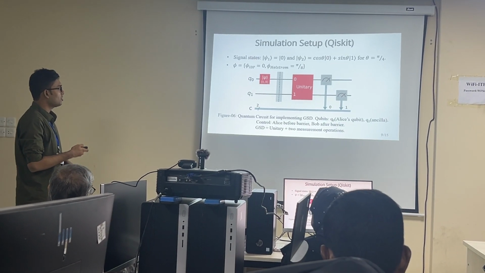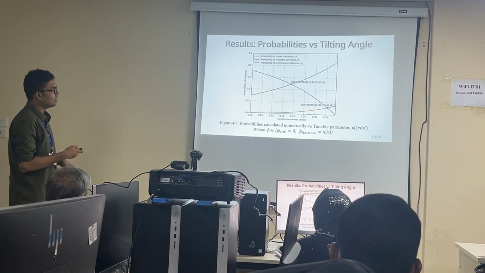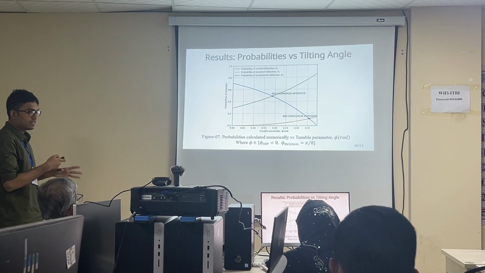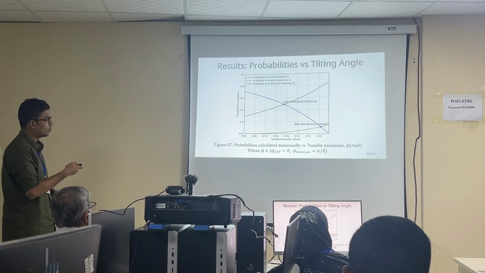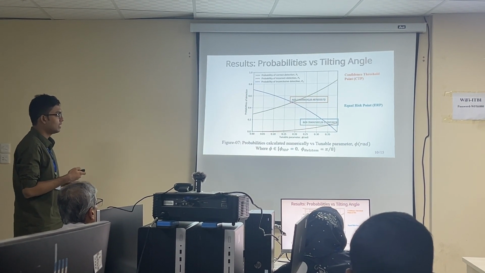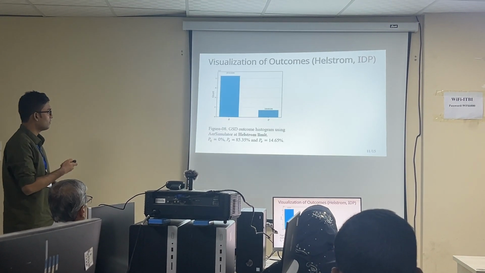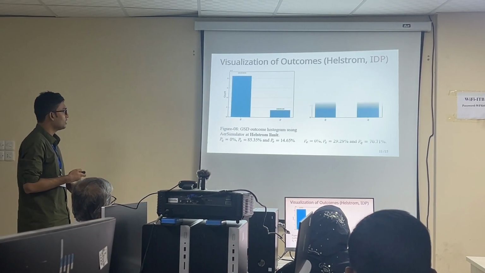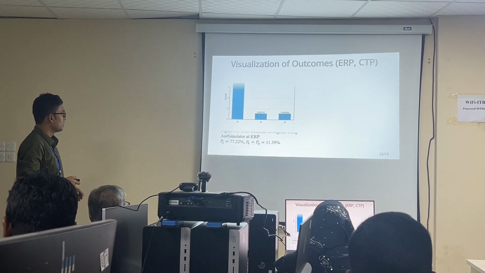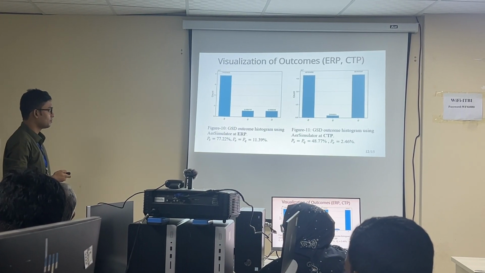So this was the simulation setup. And this was the result. We found that the probabilities interpolated between the 2 extremes and also incorporated the FRIO strategies. The 2 significant points were the confidence threshold point and the physical risk point, where we found some kind of balance in the trade-offs. We found this for an ideal simulator of a quantum computer, where we could find the Helstrom limit, the IDP limit, and the 2 intermediate regions, the ERP and CTP points.